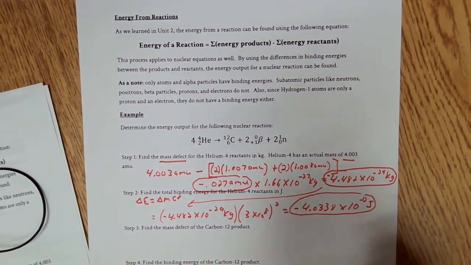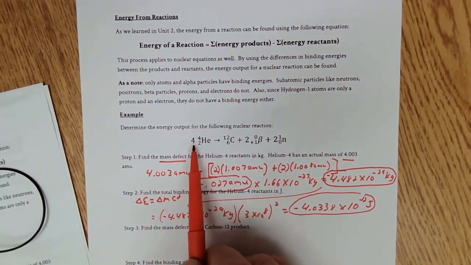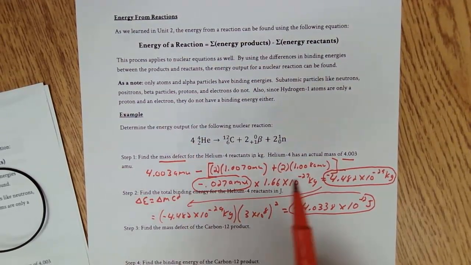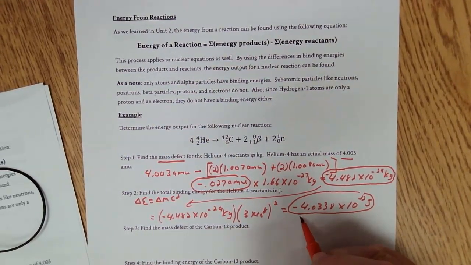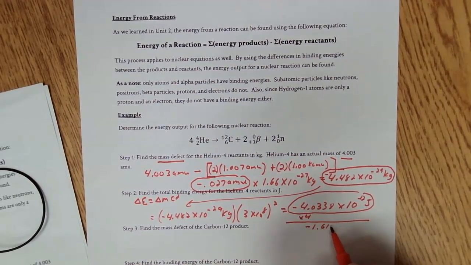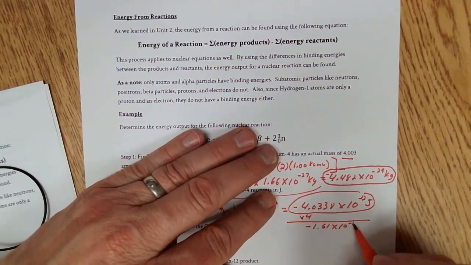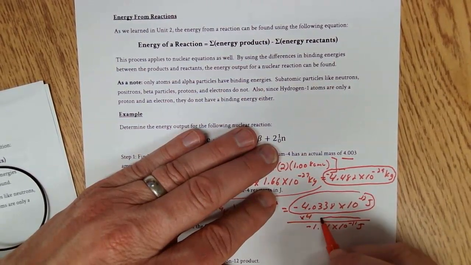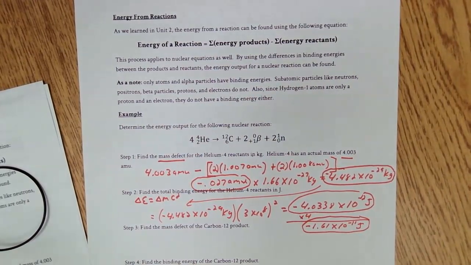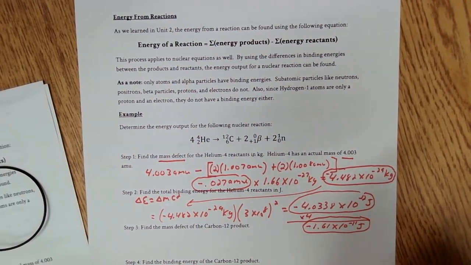Now here's one little new thing: if you look at my equation here, I actually have 4 of those. So I have 4 atoms, or 4 moles of this. We need to make sure we multiply this value by 4 because I actually have 4 atoms on that side. When I do that, I get an answer of negative 1.61 times 10 to the negative 11th joules. So there's my binding energy for the left side of the equation.